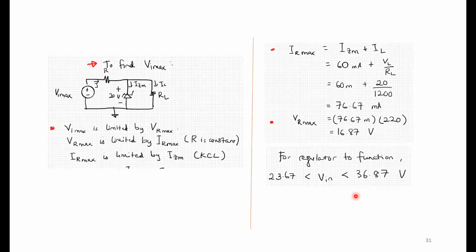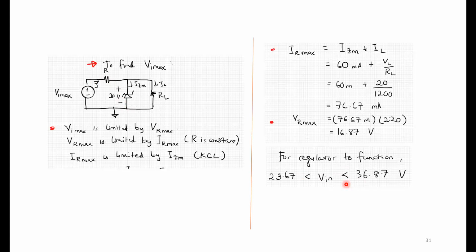Now I have not included in my calculation there. I think I missed out something here. So VR max is 16.87. So Vin max is going to be, if I do a KVL around this loop, I'm going to get minus Vin max plus VR max plus 20 equals to 0. So that means Vin max is equals to 16.87 plus 20, which is 36.87 volts.